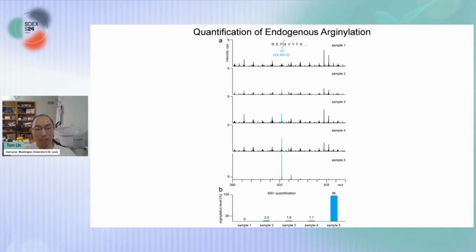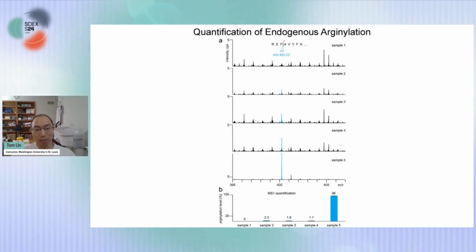Here is a representative zoom-in figure for the c3 ions with arginylation in all 5 samples. Using this way, we can confidently identify the arginylation using MS2 at the endogenous levels. We then went back to the MS1 at multiple charge states and calculated the arginylation levels, and the percentage of the arginylation of each sample is displayed in figure B on the bottom side of this slide.